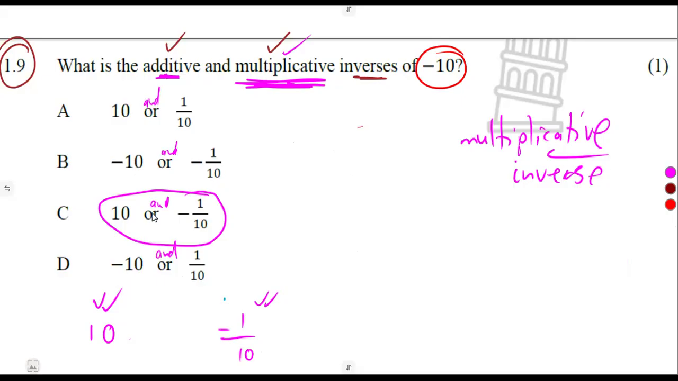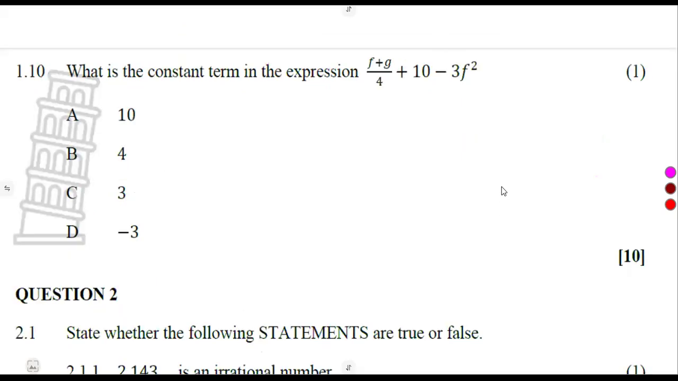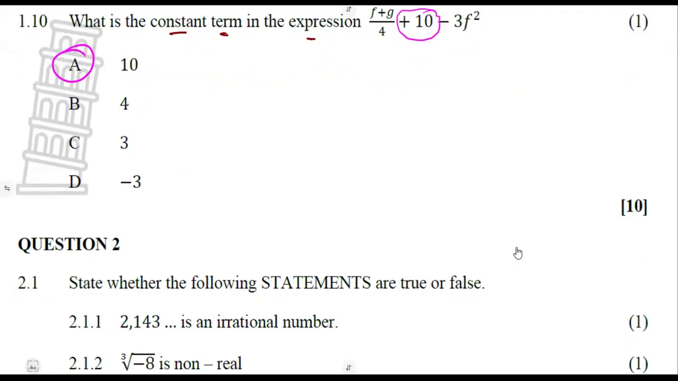So that is it. Meaning the best answer was going to be C, where we've got 10 and minus 1 over 10. So moving on to 1.10, what is the constant term in the expression? What is our constant here? The constant is where we do not have these letters, F, G, whatever that we have. So the constant is what? Plus 10. Plus 10 is where? On A. So that is our correct answer, 10.